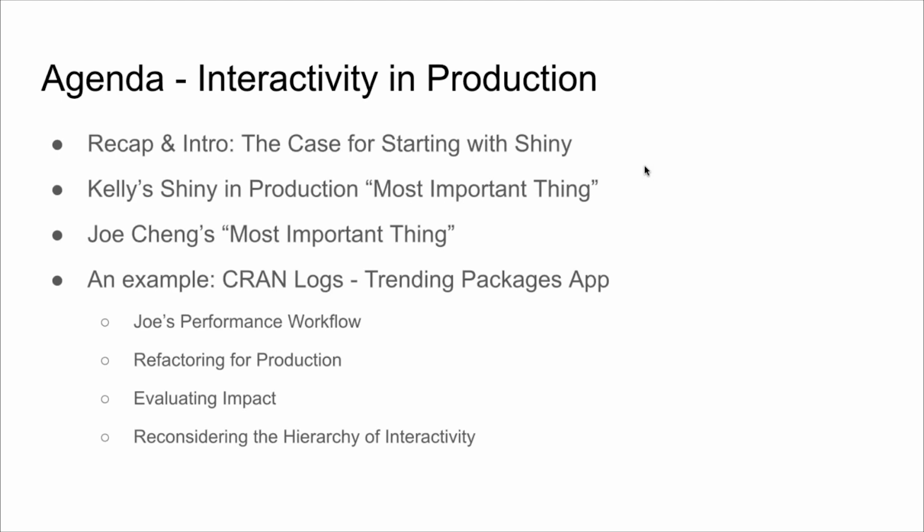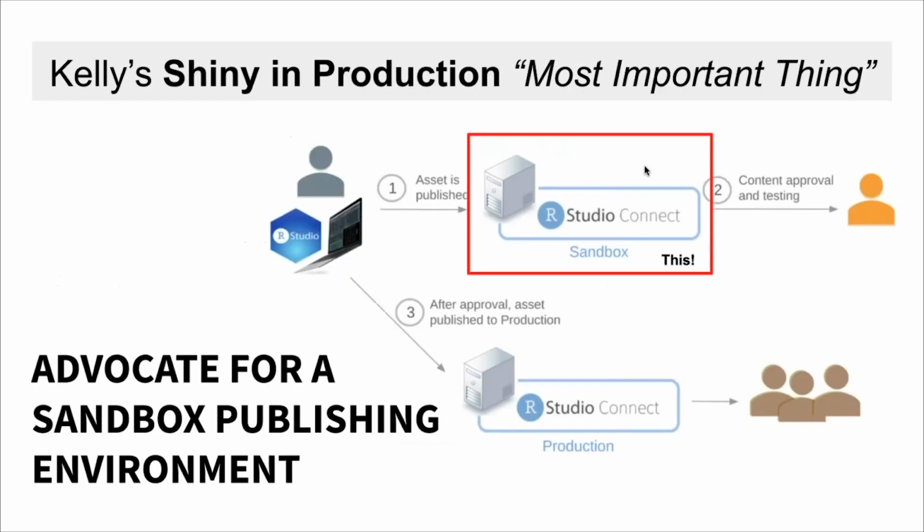After that, I want to talk about an example, a prototype app that I built and then went through steps that Joe outlines in his performance workflow to take that application into production. And along the way, I'm going to show you what steps I took to refactor and then evaluate the impact of that application, and finally reconsider the hierarchy of interactivity for what I've produced. So let's jump right into it.